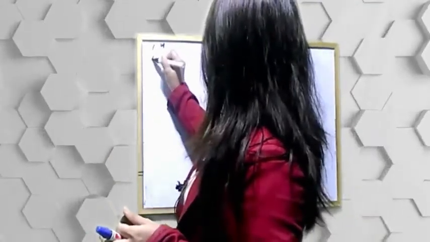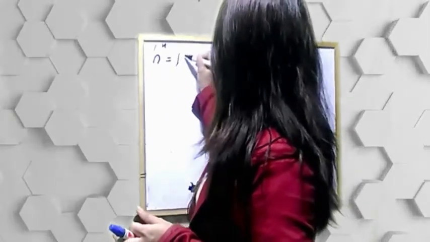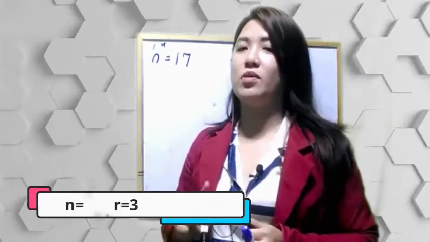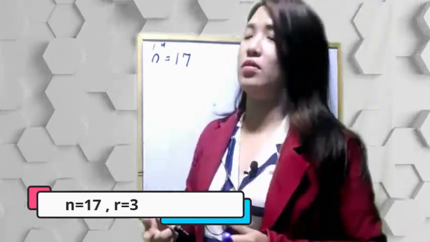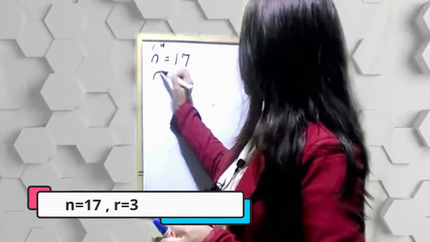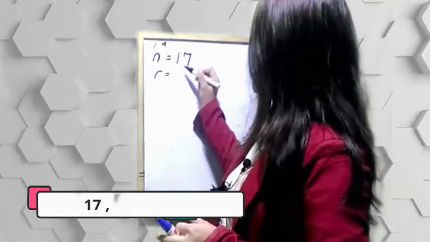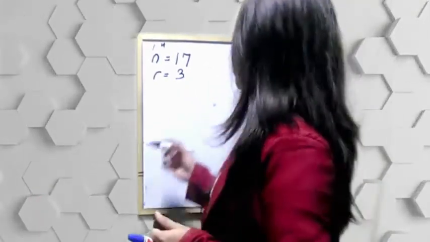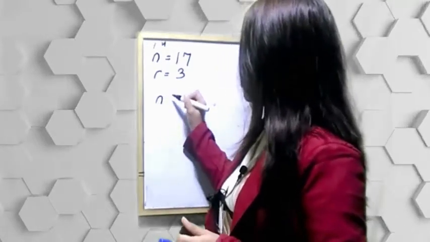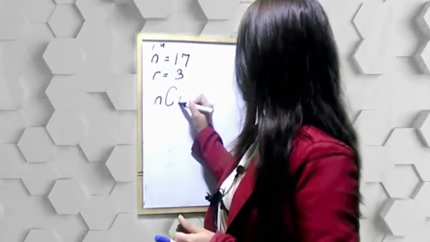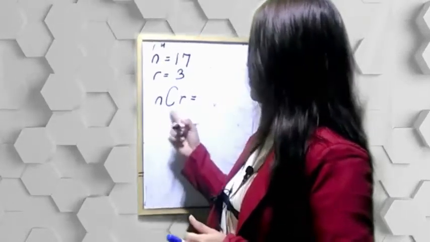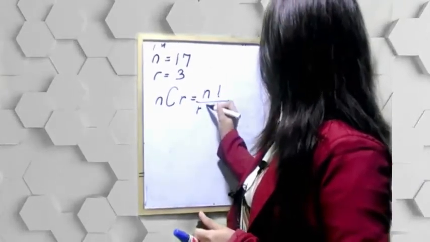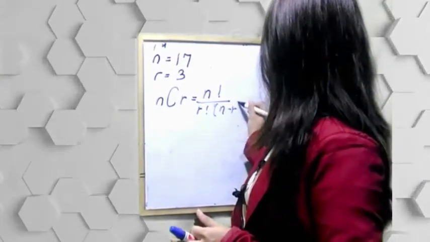We got 17. So your n would be equal to 17, right? And then you would need 3 players out of 17 to refill the water cooler. So that will be r. Taken r at a time, your r would be 3. Applying the formula of combination, which is the number of possible combinations taken r at a time, denoted by nCr, is equal to n factorial over r factorial times n minus r factorial.